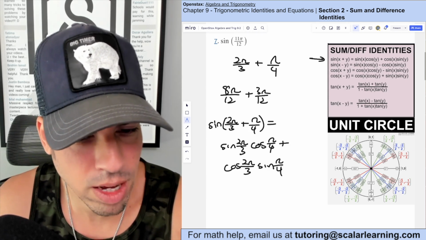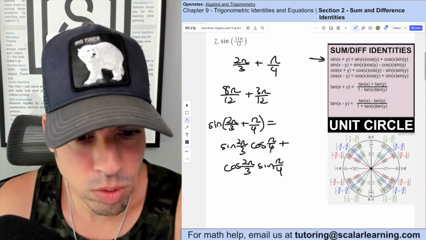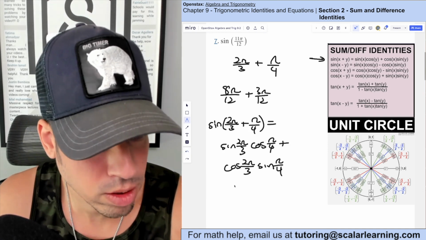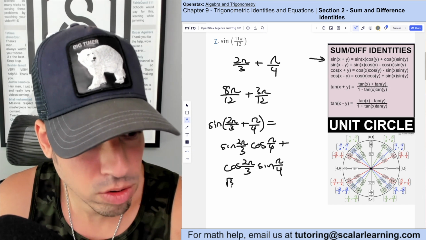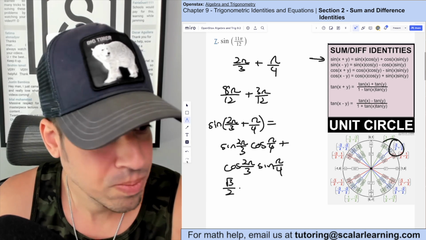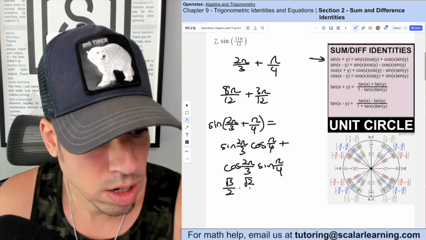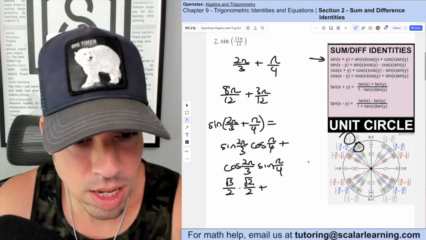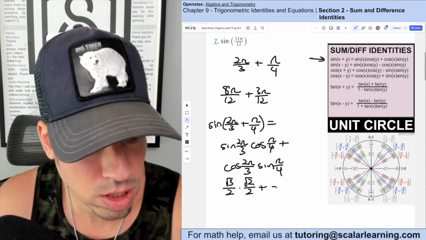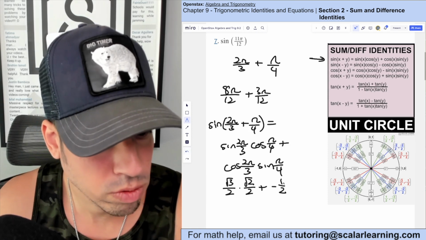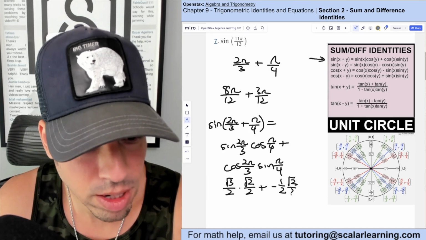Okay, now let's evaluate using the unit circle. So sine, here's 2 pi thirds. Sine is that corresponding y value, which is rad 3 over 2. So it's rad 3 over 2 times cosine of pi fourths. That's right here. That's rad 2 over 2. And then we have plus cosine of 2 pi thirds, which is that x value, which is negative 1/2. And then we got sine of pi fourths, which is also rad 2 over 2, right? Like corresponding y value.